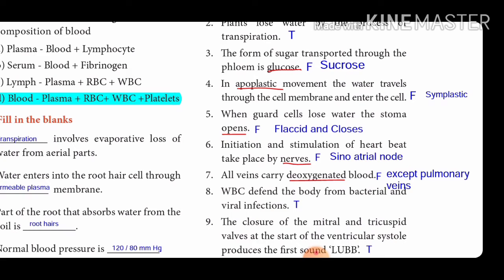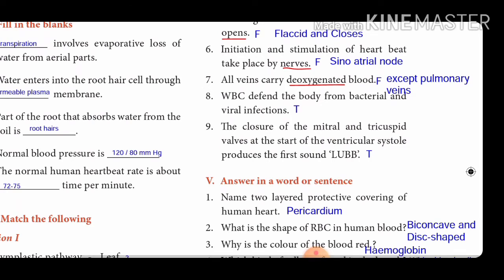Sixth one, initiation and stimulation of heartbeat take place by nose. False statement. It takes place not by nose, but by the sinoatrial node. Seventh one, all veins carry dash blood. It's a false statement, except pulmonary veins, all other veins carry deoxygenated blood.